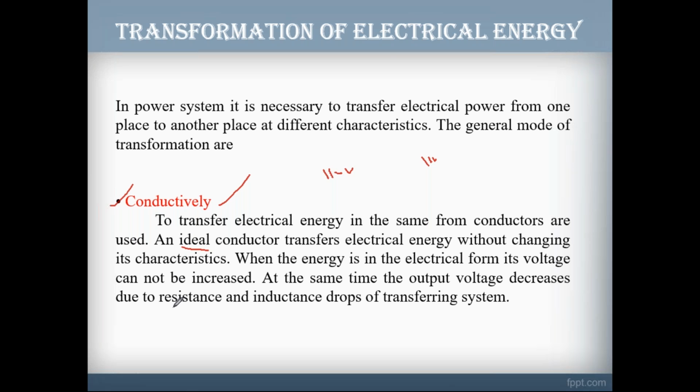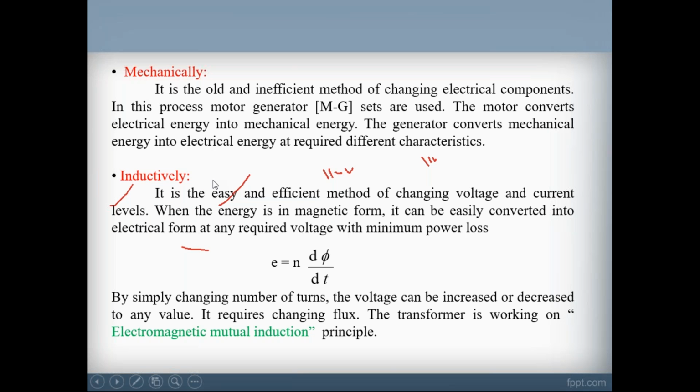Now let me see the second energy conversion type, mechanical. Mechanical means, if you take a motor or generator, here one form of energy is converted to another form. In our previous case the voltage level stayed the same, but here one form of energy is converted to another form, like mechanical to electrical or electrical to mechanical. This type of energy conversion we can achieve only in a motor and generator. So this is another way of converting energy.